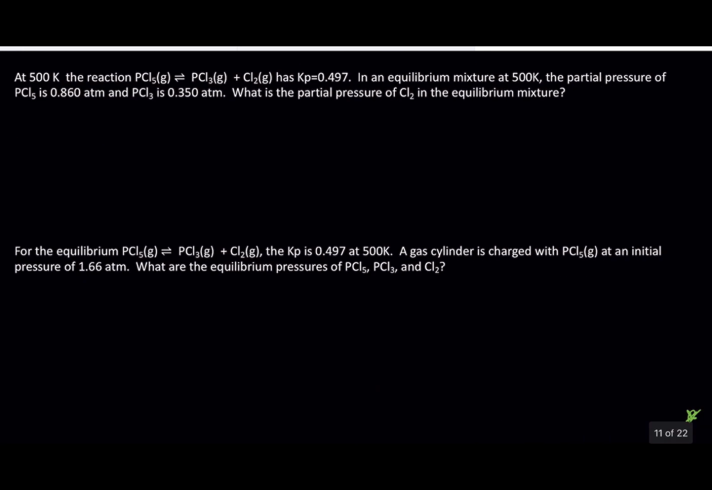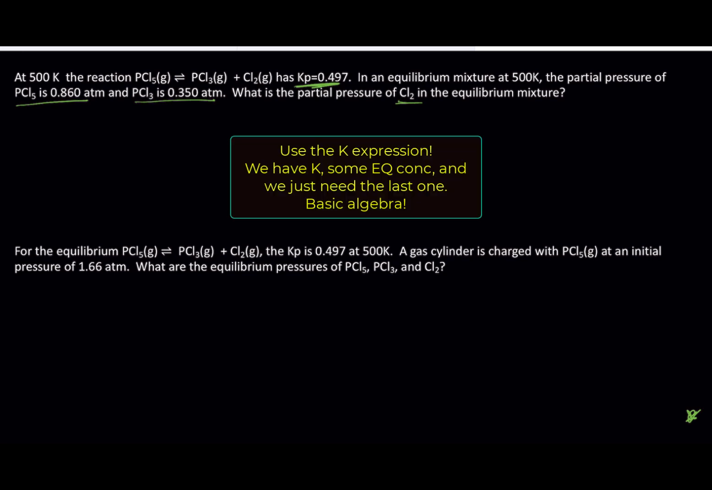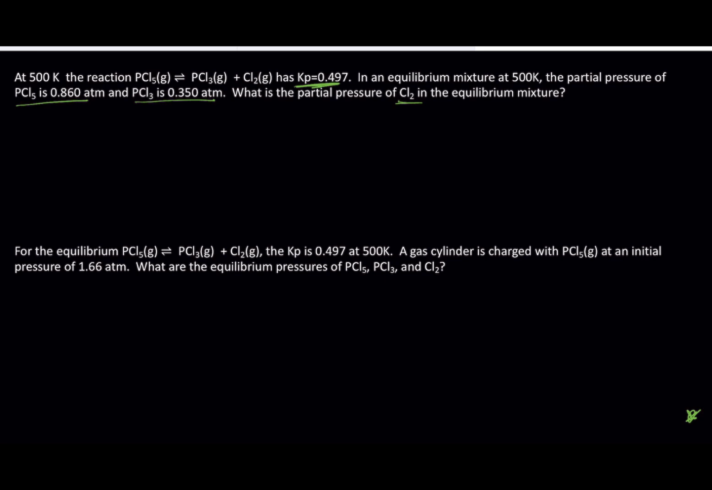All right. Next up, at 500 Kelvin, the reaction has a Kp of that. In an equilibrium mixture at 500 Kelvin, the partial pressure of this is that, and this is that. What is the partial pressure of Cl2? So now we have a Kp, we have some equilibrium values, but not the other one. So what might we do here? We don't have an initial for the Cl2, so we can't do it that way. But really all this is just an algebra problem where we solve for our x.